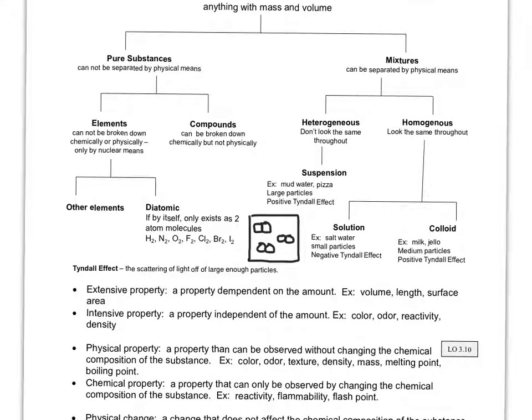College Board is really big on particle diagrams now. So this is what a particle diagram of a diatomic element would look like, H2 or O2 or something like that, where you have 2 atoms bonded together chemically.